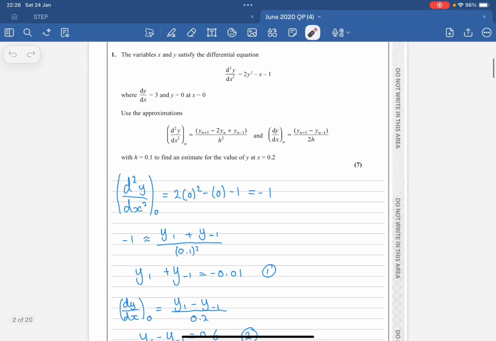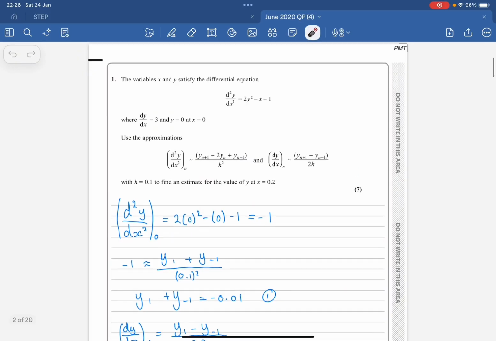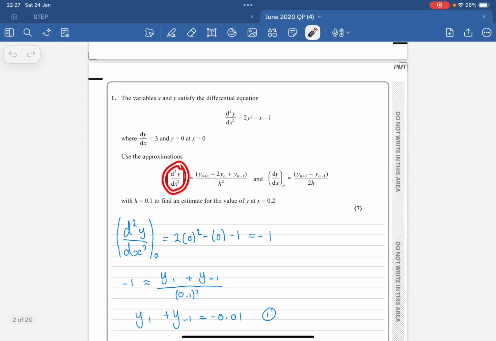It's quite hard, I think, this question, because you're going to need y1 in order to find y2 using either formula. And the only way to do this is by forming simultaneous equations, but I haven't really seen too much of that before. But what we can do, firstly, is work out d squared y over dx squared 0 by plugging in our boundary conditions here.